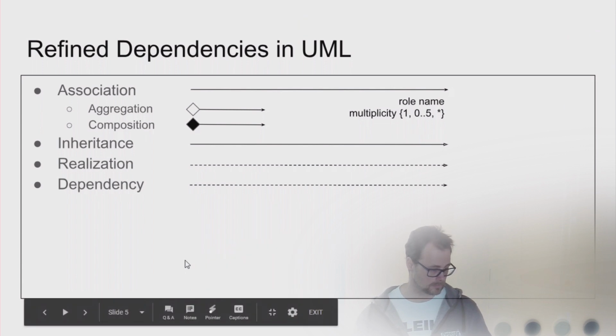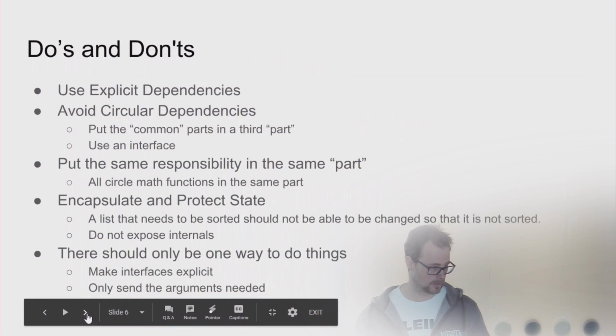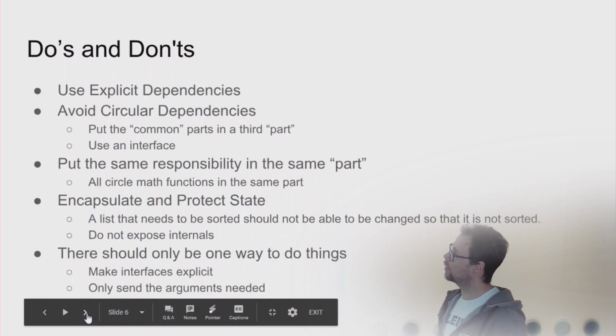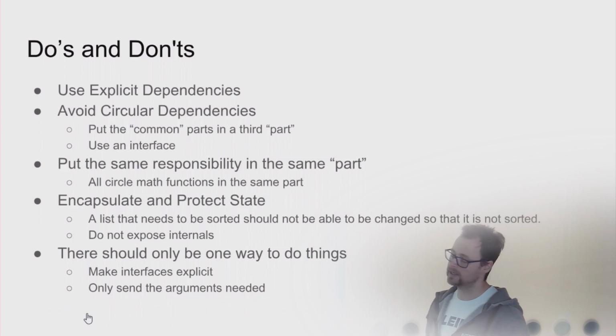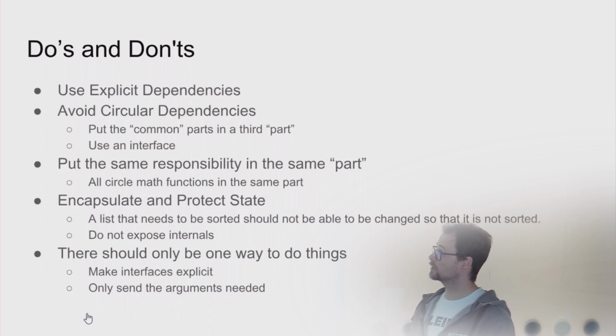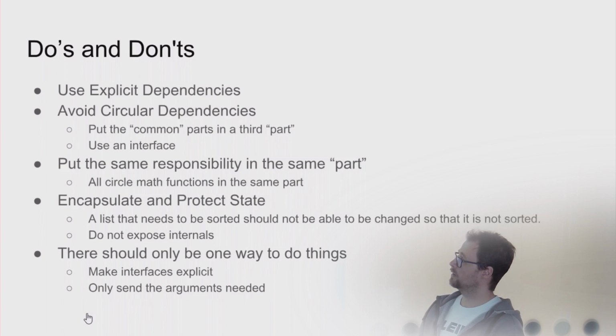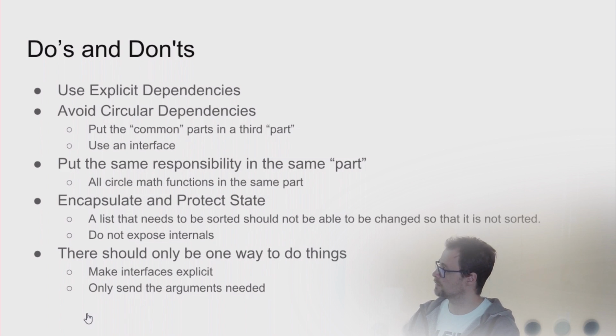Finally, some do's and don'ts, very general advice regarding structure. And as I said, the first thing is to try to use as explicit dependencies as possible. Try to express your dependencies in the code so that you can find them easily, either via a compiler or unit testing or stuff like that. As soon as you have a dependency, try to make it explicit.